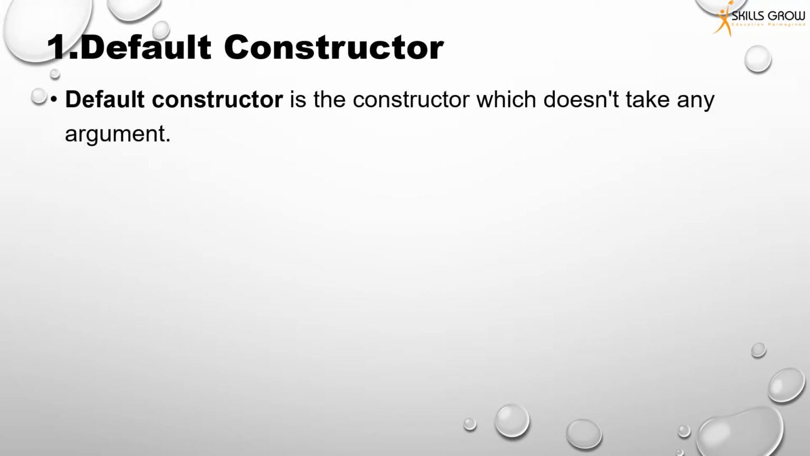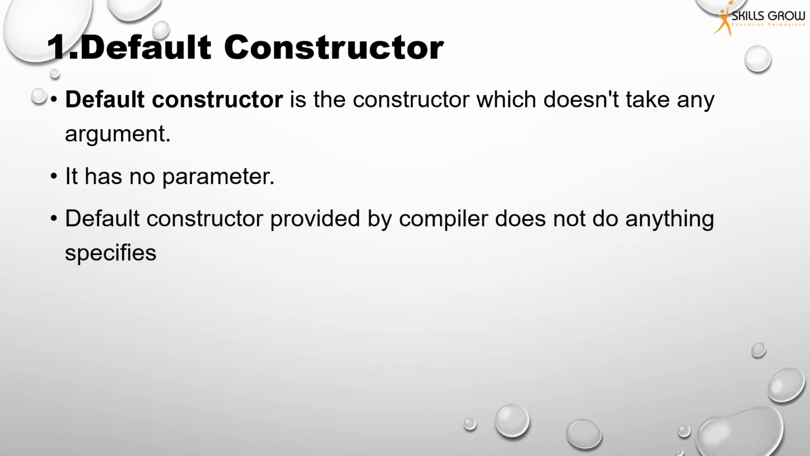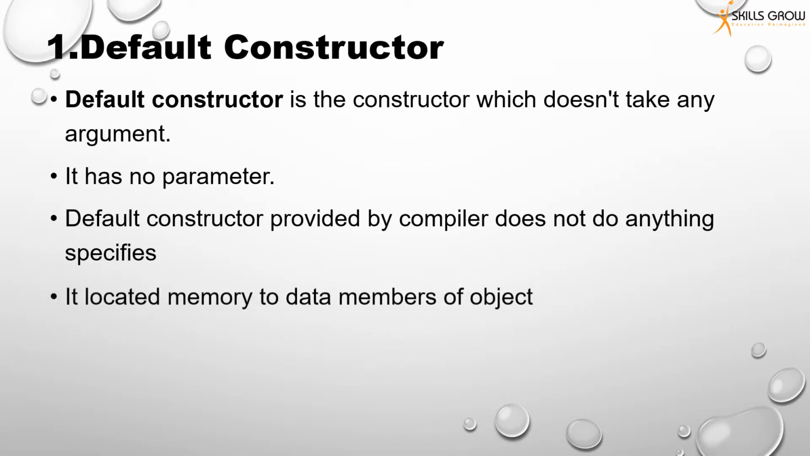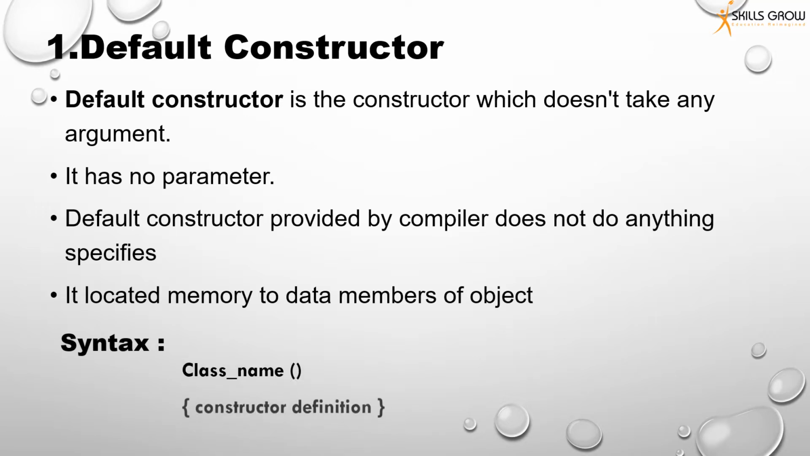A default constructor. Default constructor is a constructor which does not take any arguments. It has no parameters. If there is no user-defined constructor for a class and one is needed, then the compiler implicitly declares a default constructor. The default constructor provided by the compiler does not do anything specified. It simply allocates memory to data members of objects. Syntax for default constructor is the class name, and the constructor is implicitly declared by the compiler.